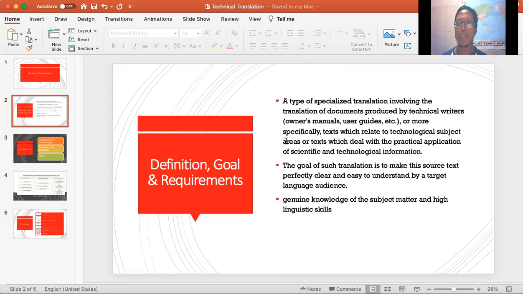And of course, as a translator, what is also required is a high linguistic level. You need to have a good mastery or command of both the source language and target language.